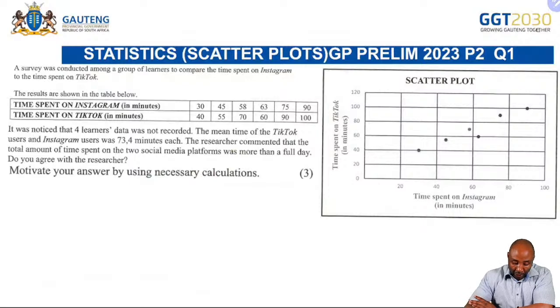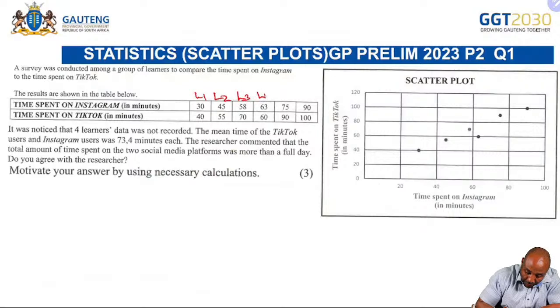We move on to the next question, where most of us did not attempt this kind of question because it needs some bit of reasoning. It's not straightforward where you just punch in a calculator and get an answer. So we are given there, it was noticed that 4 learners' data was not recorded. So if you check here, it's learner 1, learner 2, learner 3, learner 4, learner 5, and learner 6.